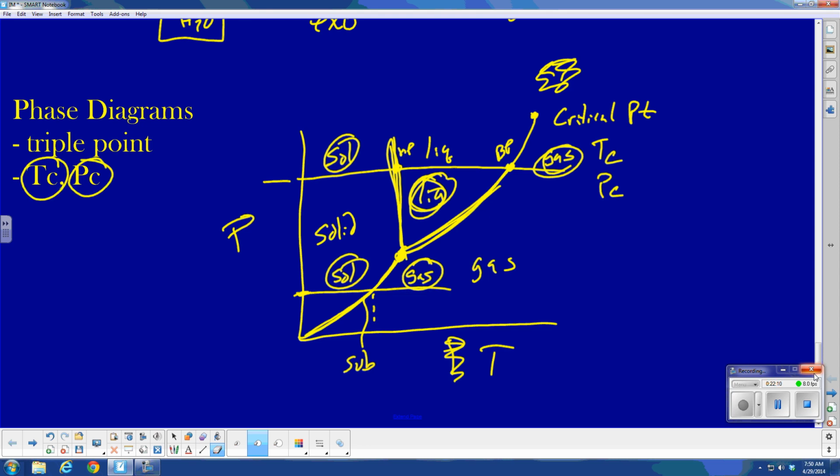Okay, I think that is good enough for now. Like I say, this stuff won't show up on the AP exam. It may show up on your SAT science, your SAT chemistry. So it's good to know, and these things are easy to read. Okay, that should be it.